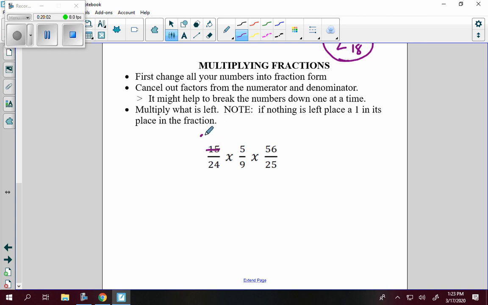15, I'm going to take that and say that's 3 times 5. 5, I'm going to leave alone. 56, I'm going to leave that alone for right now. 24 is 3 times, I see this 3 that it's going to cancel out later with, so I'm going to say that's 3 times 8. 9 is 3 times 3, and 25 is 5 times 5. Now I'm going to go back to this 56. 56 is a weird number.